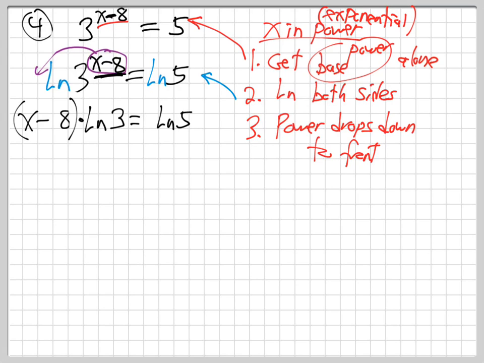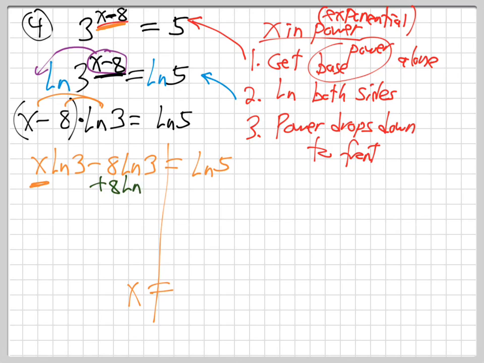Now, what do we do from here? Well, this one's a little more tricky. Now that we have parentheses, we have to distribute through the parentheses, right? That's what we always do with anything outside of parentheses. So we get x ln 3 minus 8 ln 3 is ln 5. We're still working. X is saying, I want to be alone. We've got him out of power. He was in power in the beginning. We got him down to the base level, but now we've got a little more work to do to get him alone. We're going to have to get rid of this part, the 8.